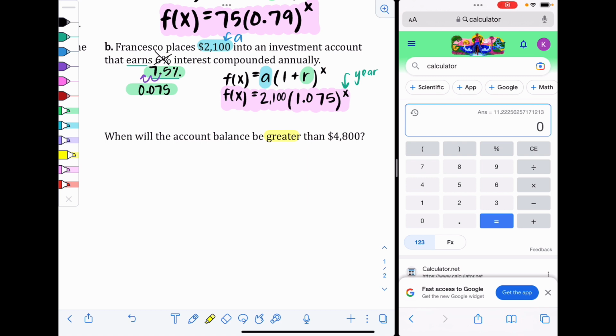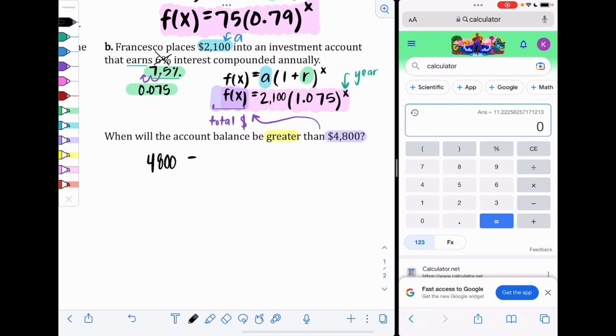So to figure out how to write it, we have to figure out where that $4,800 goes. So $4,800 is not the year number, so we're not going to put it in for x. We'd have to put it in as our output or the entire value of the function, so we'd put it in for f of x. So whatever f of x is going to be the total money in the account. So we'll take that 4,800 and put it in for f of x. Sorry, that's the worst money symbol I've ever seen. Okay, so we'll take that 4,800, put it in for f of x.